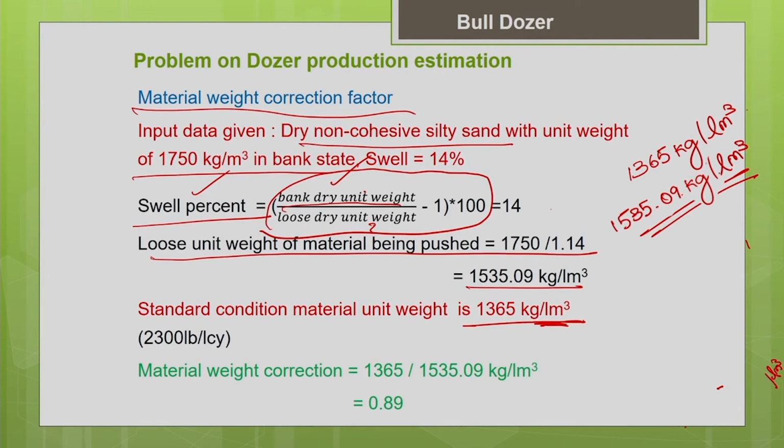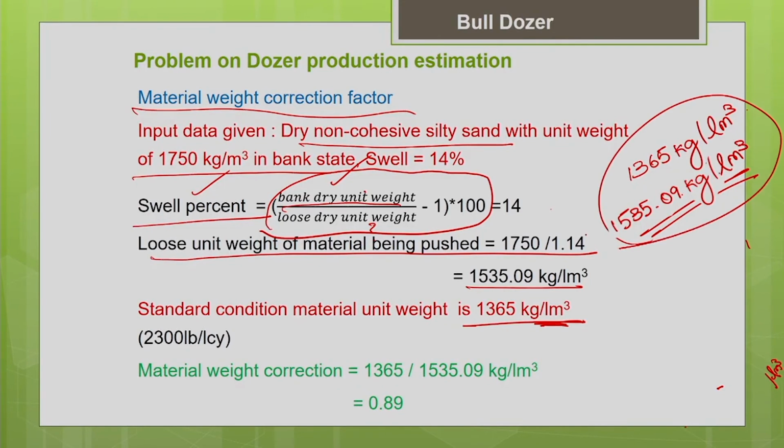So that means this is going to affect the productivity. When the soil is more dense, it is going to be difficult for the bulldozer to push it. So that's definitely going to reduce the productivity. So you won't be able to realize your productivity as represented by the ideal curve. So you have to adjust it according to the material weight correction factor.